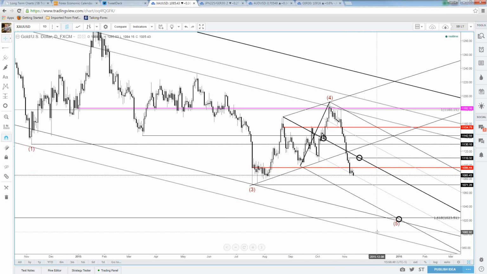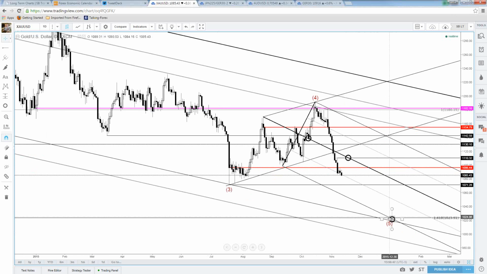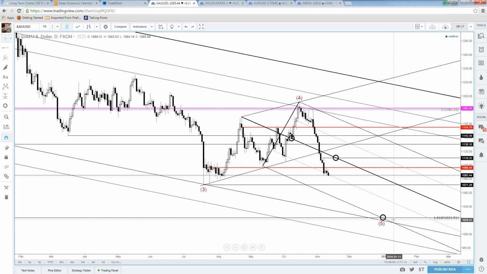But as far as taking a long position or getting bullish gold for anything meaningful, I don't think that it's really wise to do so until you get down towards the end of the year. And it looks like that's at these levels too, the 1020s.